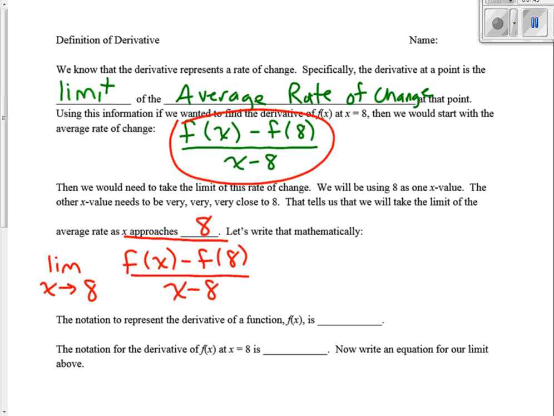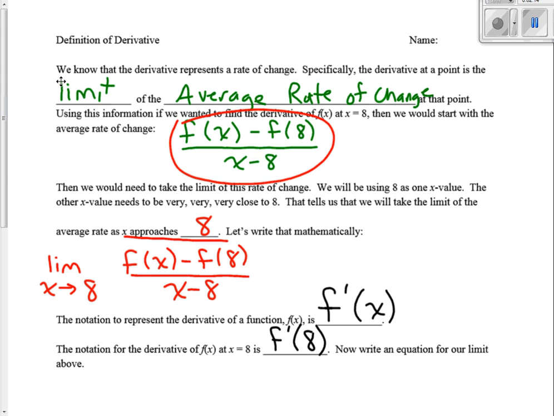So the notation to represent the derivative of a function is we write f with the little prime after it, of x. That means the derivative of f at x. The notation for the derivative of f of x at x equals 8 would then be f prime parentheses 8. That means the derivative of the function f at the x value 8.